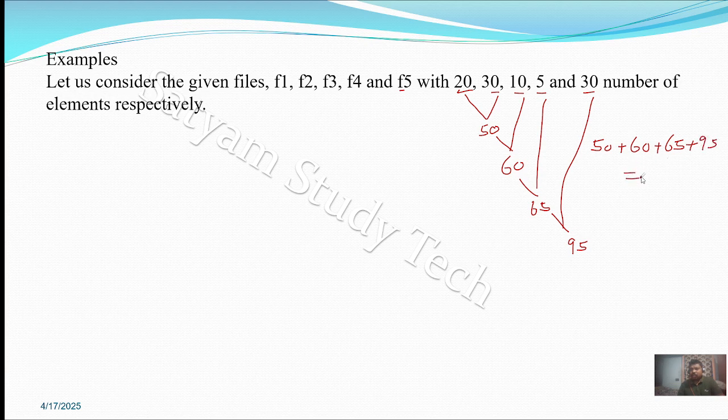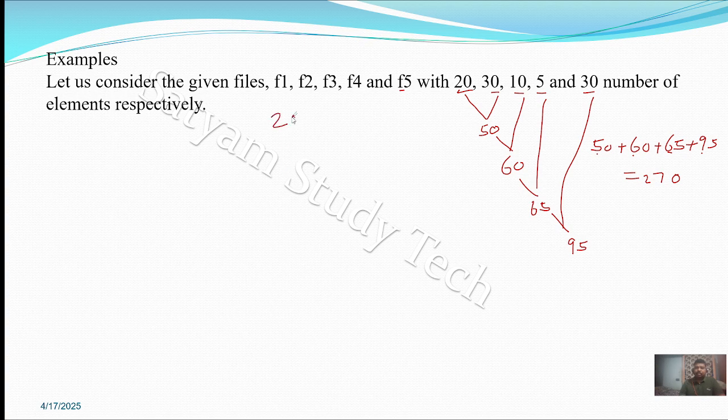So that is equal to 5, 5, 10. So 0, 1 and 10, 16, 16, 6, 22, 22, 5, 27. So 227 number of comparisons is required for this pattern. So another way, we can merge it.